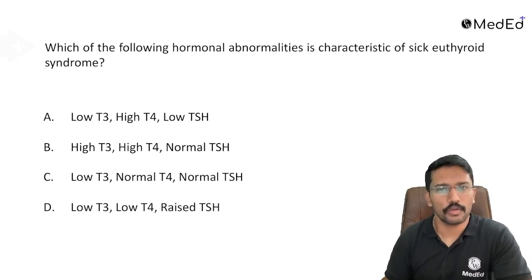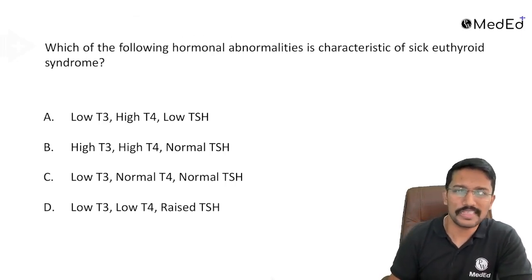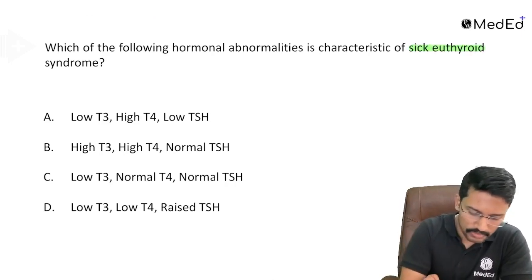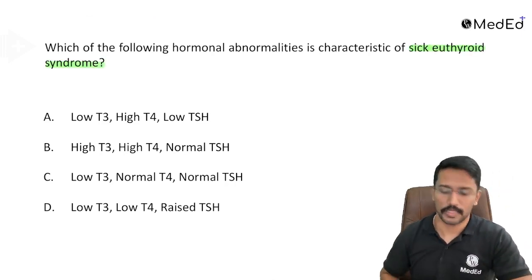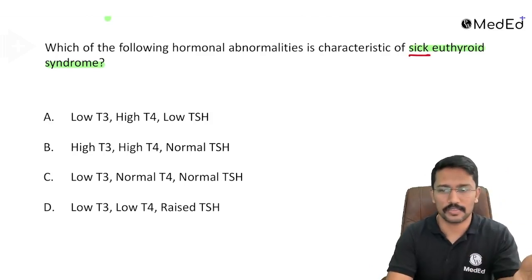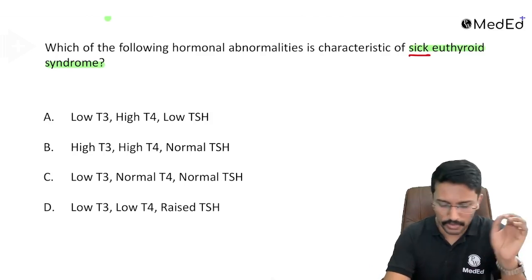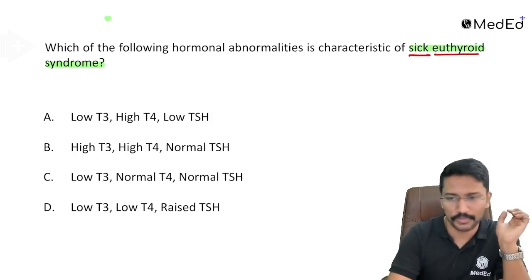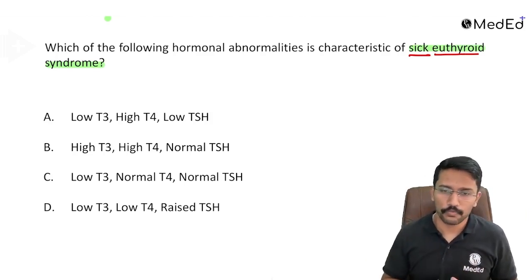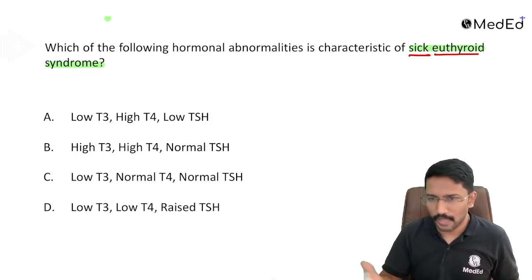Which of the following hormonal abnormalities is characteristic of sick euthyroid syndrome? Okay, so remember, what is it? Sick euthyroid syndrome. The name says a lot in medicine. When you say sick, you're already talking about some sickness or illness. Then you are also telling me that the patient is euthyroid. That means the patient doesn't have any signs and symptoms of hypothyroidism or even hyperthyroidism.